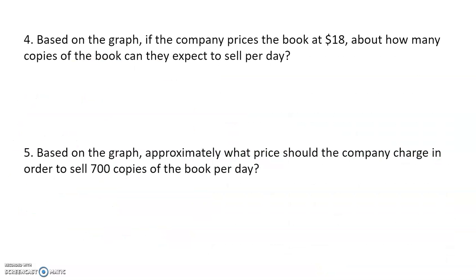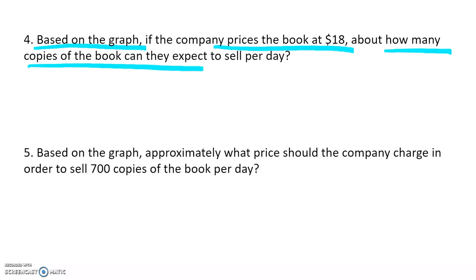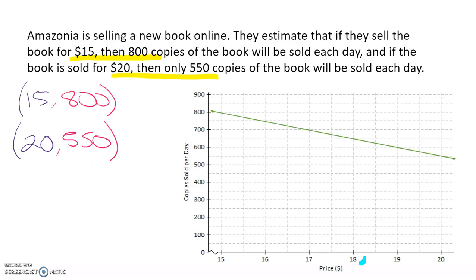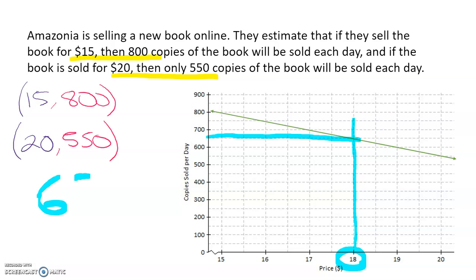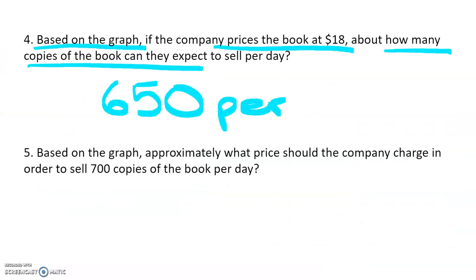The next question asks, based on the graph, if the company prices the book at $18, how many copies of the book will it sell each day? So let us locate the 18 here on the x-axis and just go up, up, up, up until you hit the line and then simply read across. And that is at 650. So that's 650 copies sold per day.